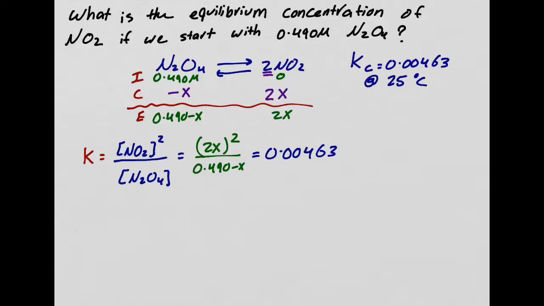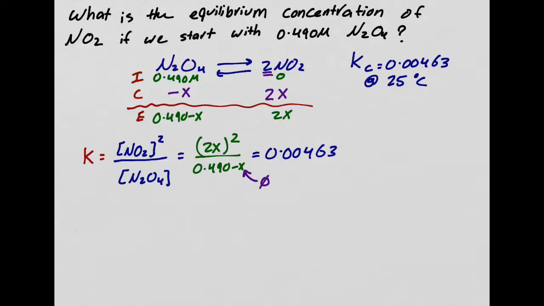So if k is less than 1, that means we know not much product is going to be formed, right? So what we're going to do, you ready for this? You're going to love this. We are going to assume this x is 0. And I'll tell you a little bit later exactly why we can do that.